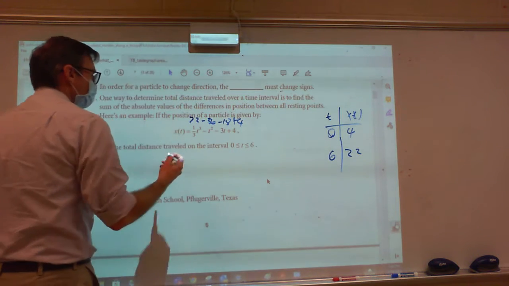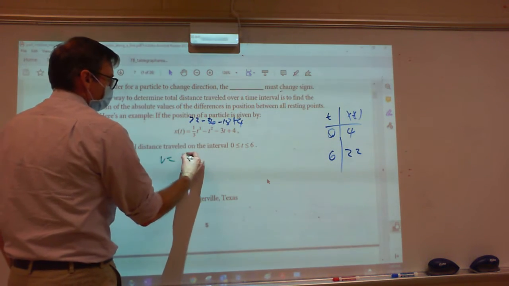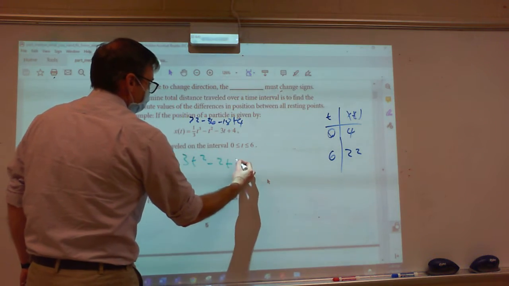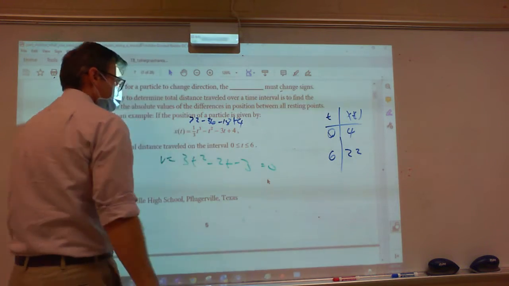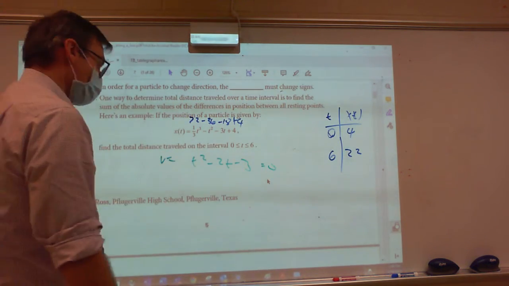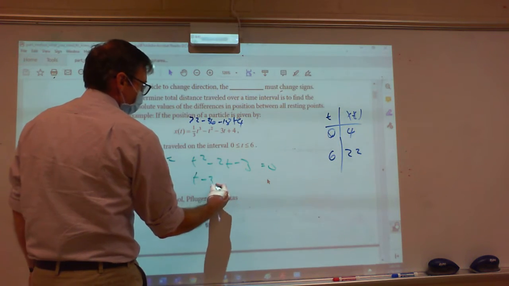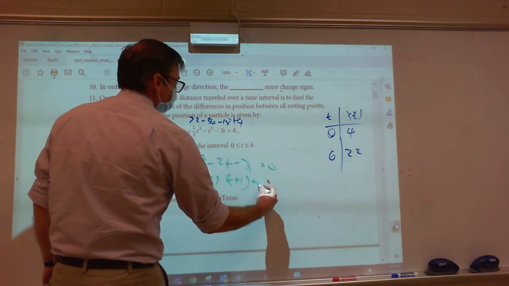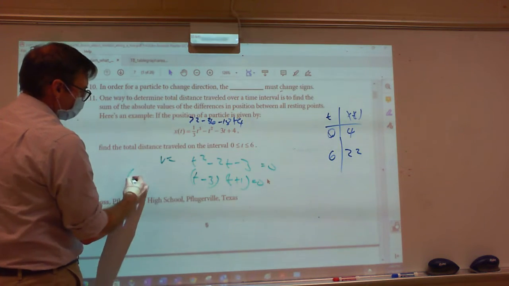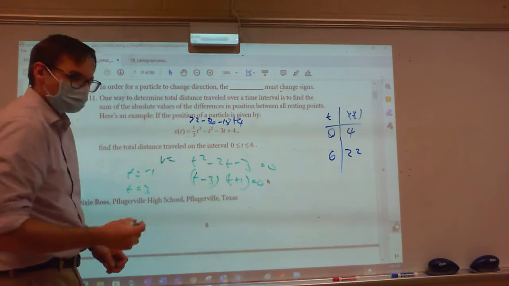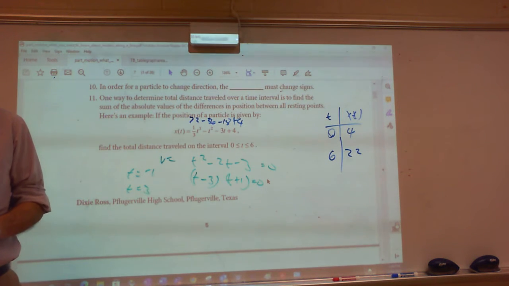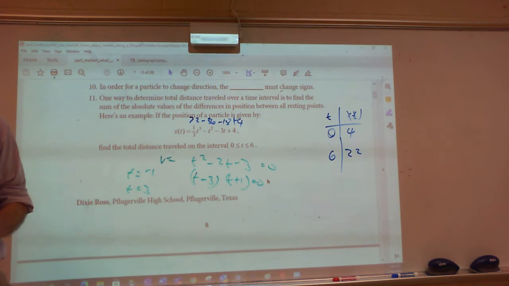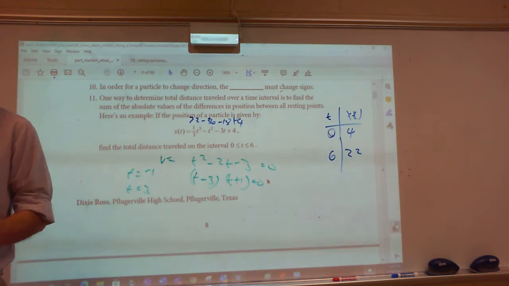So let's see. Let's have our velocity. So that's going to give me what? 3t squared minus 2t minus 3. And I want to find out where that equals 0. Oh no, actually, t squared, there we go. And so that's going to give me t minus 3 and t plus 1 equals 0. So I have a critical value at t equals -1 and t equals 3. Which of these do I care about? Three, right? I don't care about the -1 because we're not going back in time.